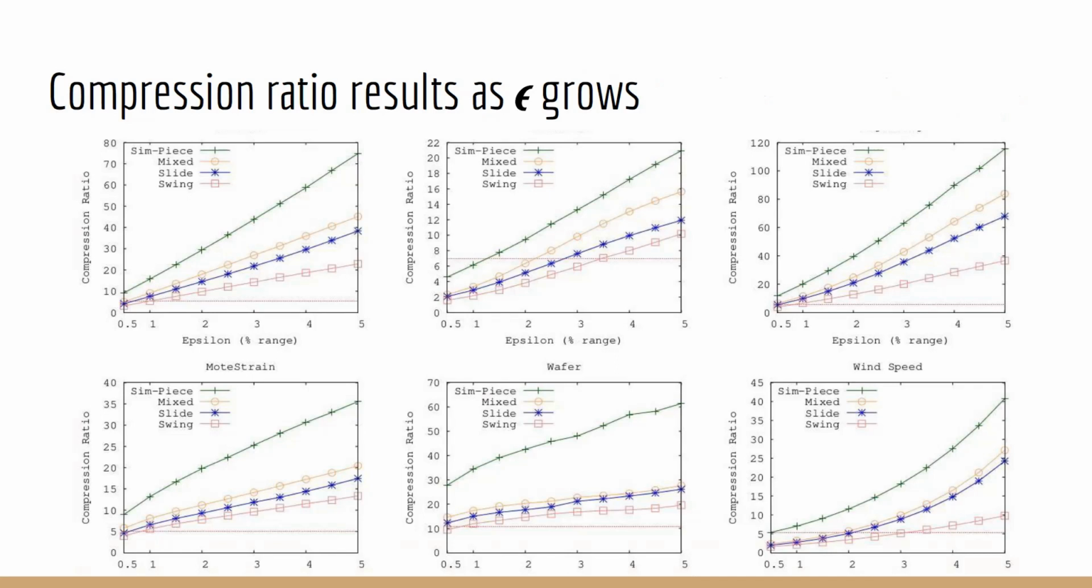These observations are also true as we vary the error threshold using larger values, up to 5% of the signal's range. Naturally, as epsilon grows, so does the compression ratio that each method achieves, but as we can see, the improvement that SymPeace offers is more or less the same.